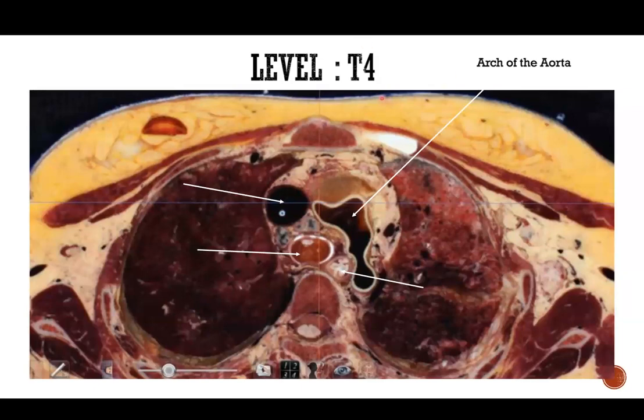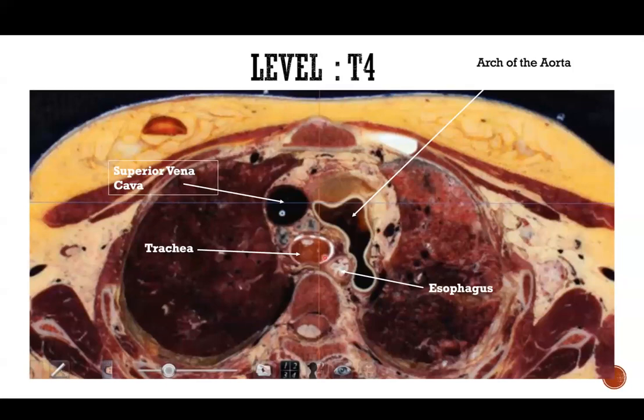Okay, so this is the arch of the aorta, as we said. This is the superior vena cava. This is the trachea again, and this is the esophagus. Trachea and esophagus are easy to identify. The esophagus is always next to the vertebra, and right in front of it is always the trachea. But be careful, because the trachea will not always be there.